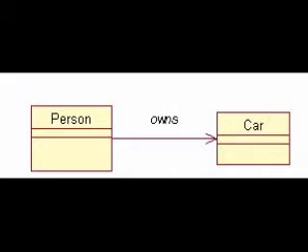Consider an example. A person owns a car. The instance of a person class can answer questions like, how many cars do you own? What color is your car? And so on. These are the responsibilities of the person class in specification view. This is due to the navigability from person to car classes.